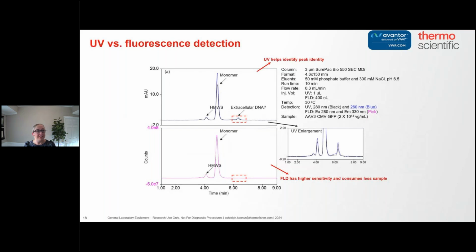And so when thinking about detection modes and what to use, really we recommend utilizing multiple detection modes through SEC. So UV and fluorescence detection can give you different insights. UV is going to help identify your peak identity, but fluorescence is going to have higher sensitivity and will consume less sample. But if you don't utilize the UV, then you're going to miss out on maybe some of that extracellular DNA, additional impurities. As you can see, the difference between the two chromatograms here, the UV is providing some more insights into that.